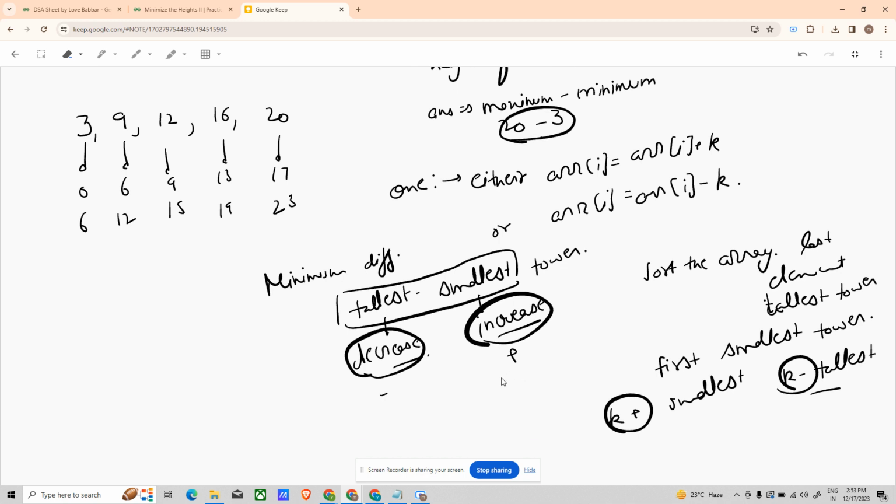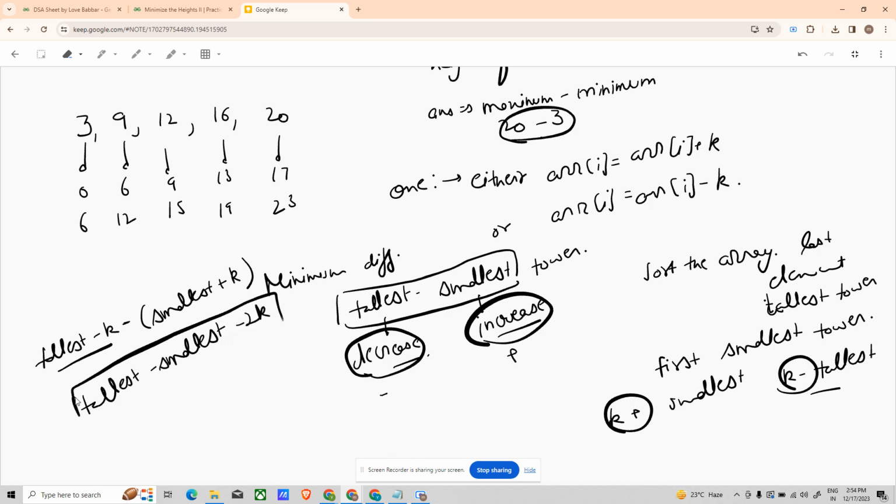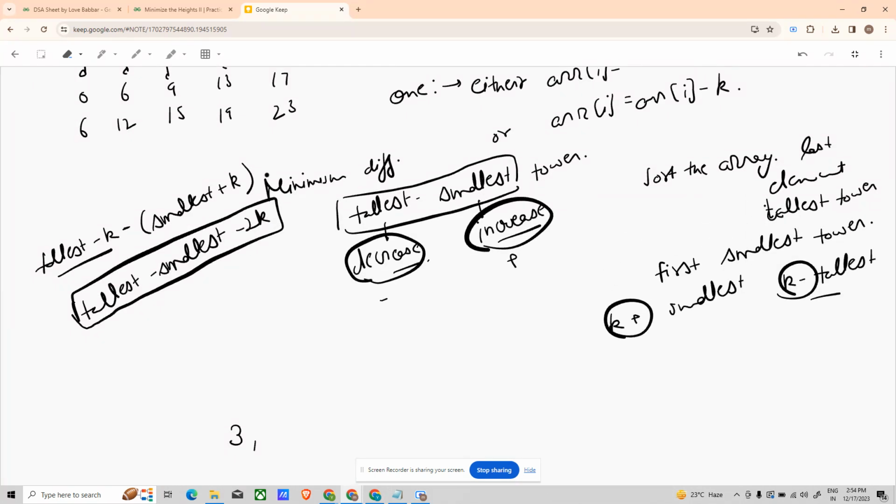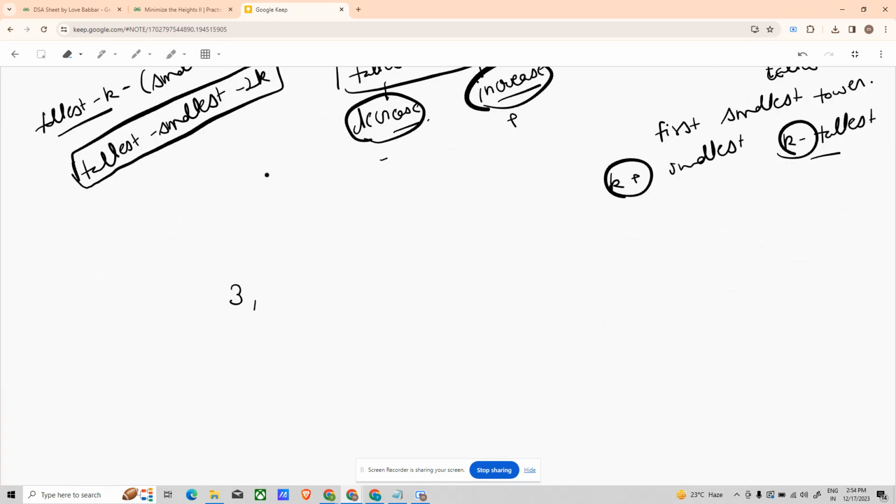In this way, the answer would be tallest minus k minus smallest plus k, which would give rise to tallest minus smallest minus 2k. But what if I say this will not always give the correct answer? For example, the test case given above was 3, 9, 12, 16, 20.